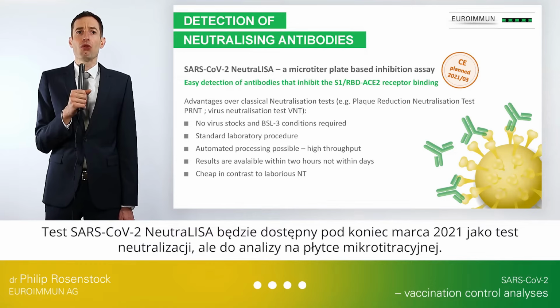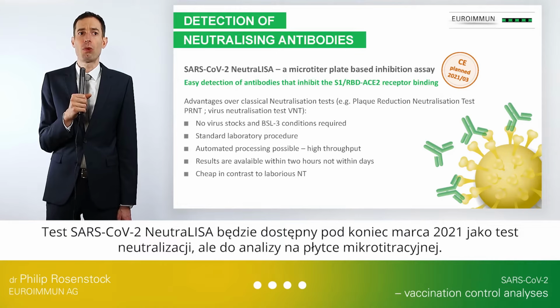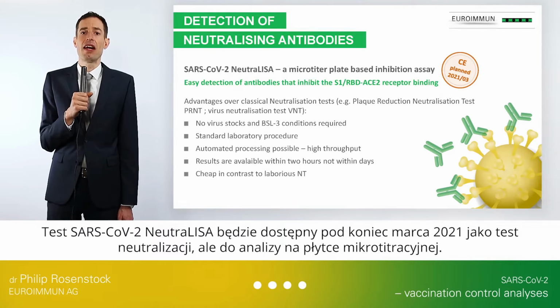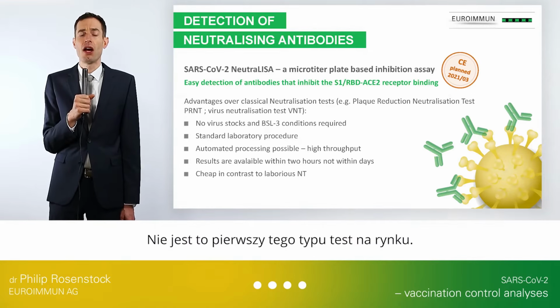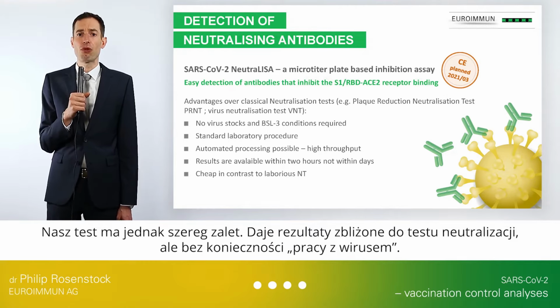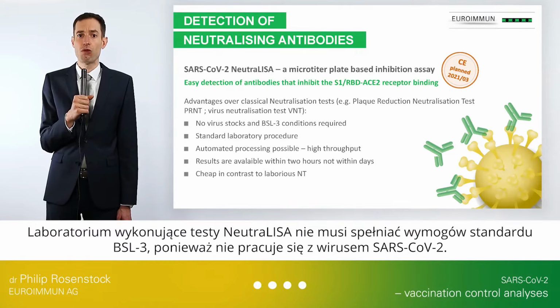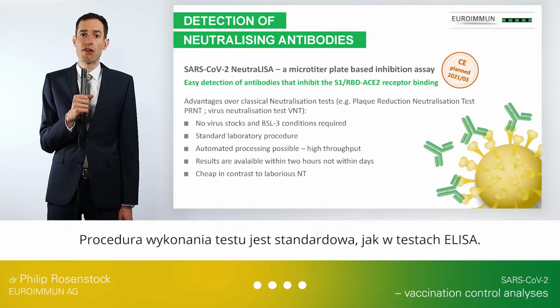So the SARS-CoV-2 NeutraLISA, which is to be released by the end of March 2021, acts like a neutralization test, but in a microtiter plate. It's not the first assay on the market, and there are a few others, but we have some advantages here. What the surrogate ELISAs all have in common is that they give similar results to a neutralization assay. However, you do not need to handle a virus stock. The virus stock would need to be handled under biosafety level 3 conditions. So this is not necessary for this assay. It's a standard laboratory procedure.